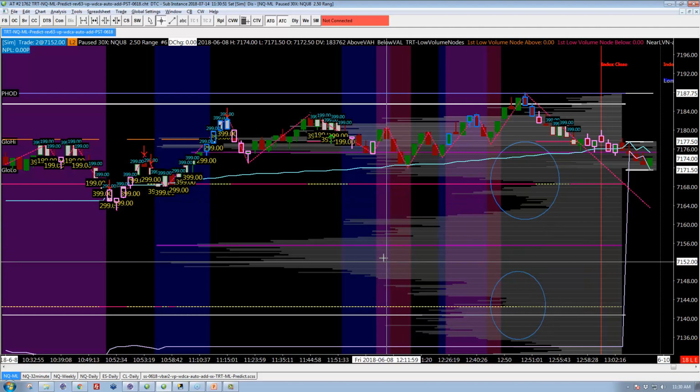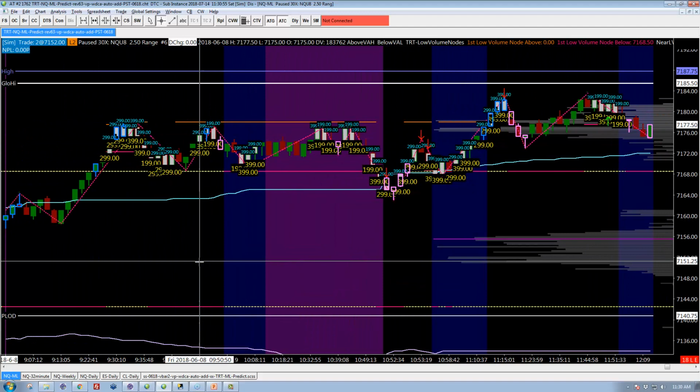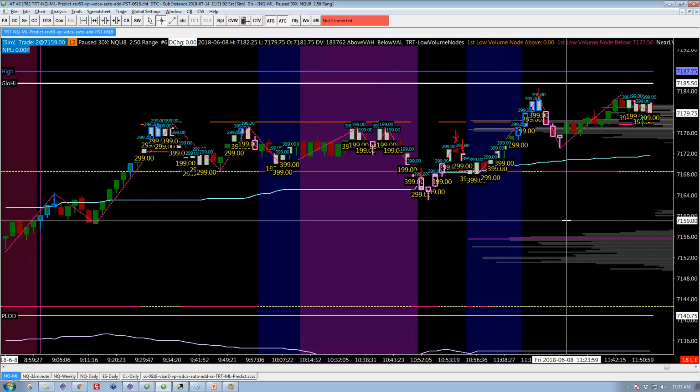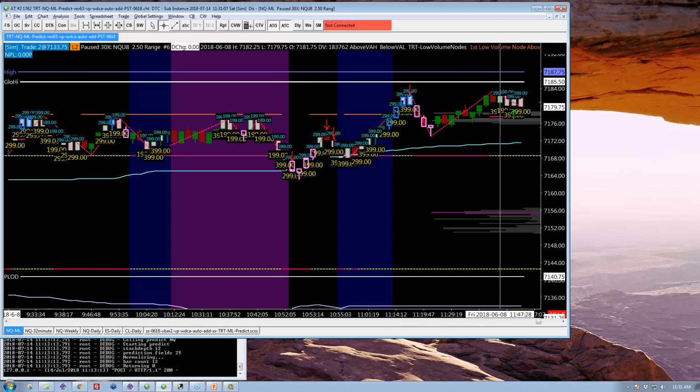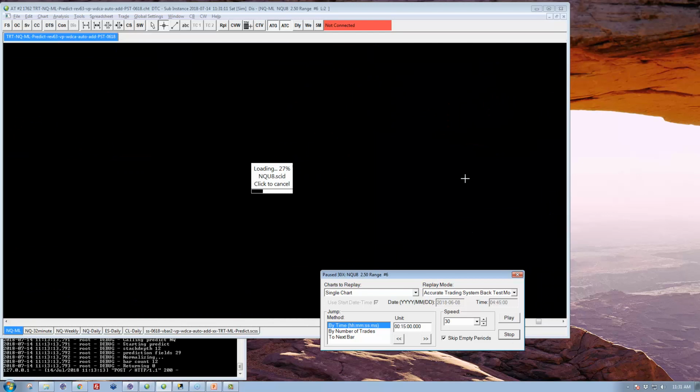So if we look at, I need to change this now, there's too much on the screen here, causing us some confusion. Okay, so let's do this. Let's stop the replay that's running. I'll just run this later. And take a look at what I've done related to low volume nodes.